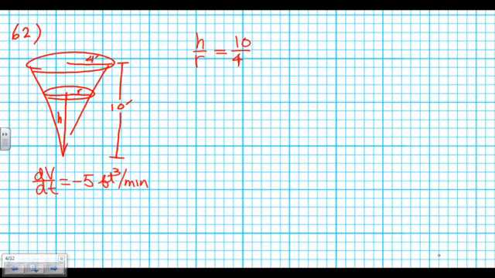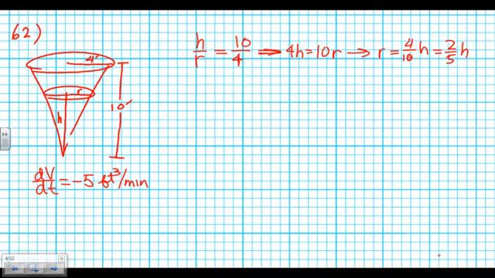Okay. Or we could also call this, also could be said to be 10r equals 4h. 4h is equal to 10r, or r is equal to 4 over 10 h, or 2/5 h. All right?